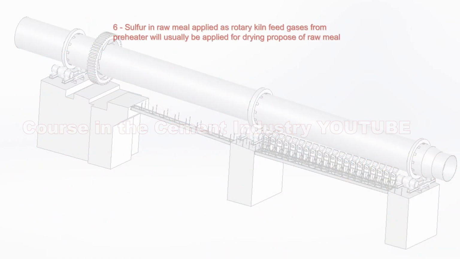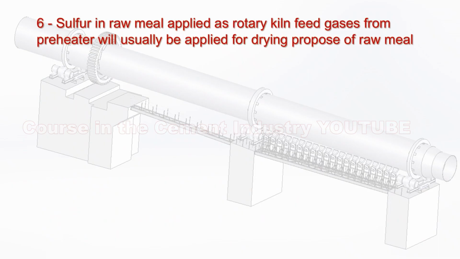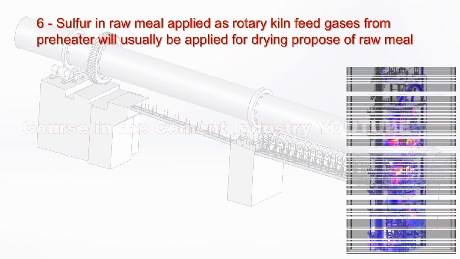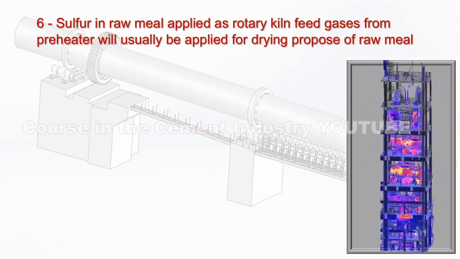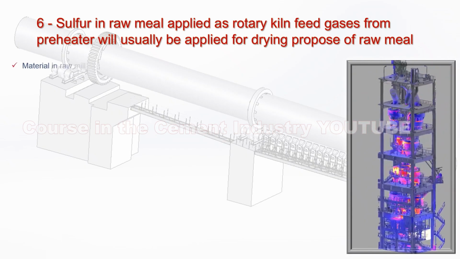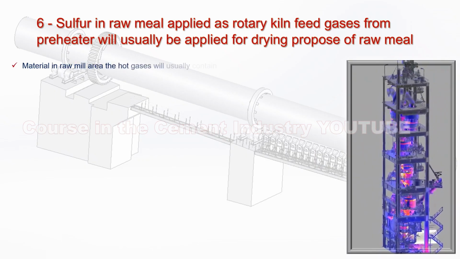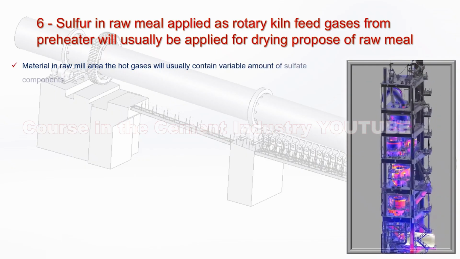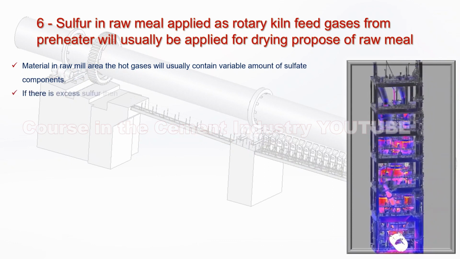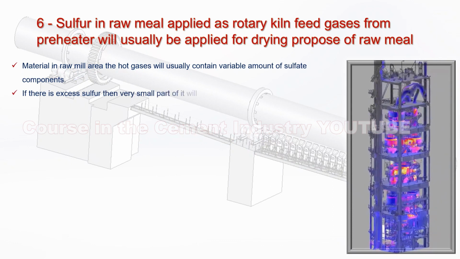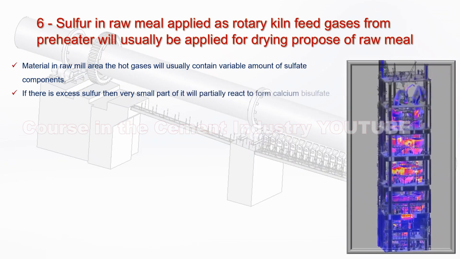6. Sulfur in rawmill applied as rotary kiln feed: gases from the preheater will usually be applied for drying purposes of the rawmill. 1. Material in rawmill area. The hot gases will usually contain a variable amount of sulfate components. 2. If there is excess sulfur, then a very small part of it will partially react to form calcium bisulfate.